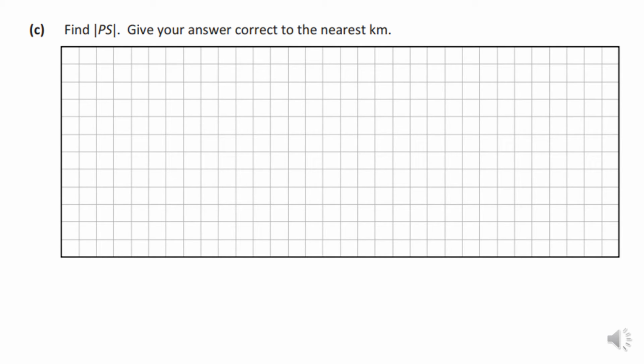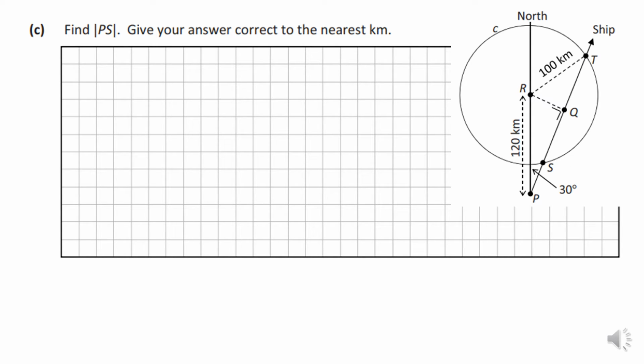Give your answer correct to the nearest kilometre. So I think we need to look at our diagrams again. Figure 1 is here. PS is this short distance from P to S outside the circle. I think we can probably use some of our answers from previous parts. Recall that we found that the length QR was 60 kilometres, and from Q to S was 80 kilometers. What we didn't find, however, was S to P.